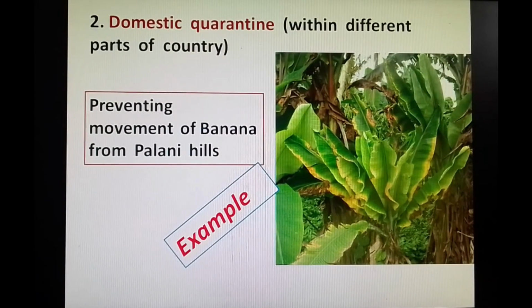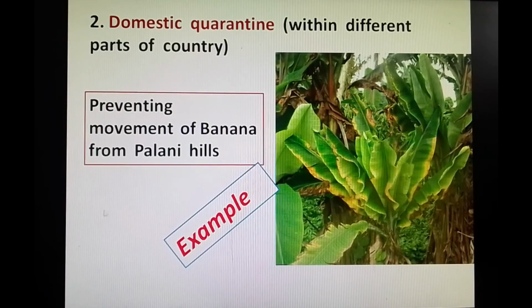Now, another category is domestic quarantine. I mean, this term itself is indicating that when some laws are there, some legislations are there regarding prohibition of bringing the materials within the different parts of the country. For example, we cannot bring the banana plants or the banana saplings from the Palani hills in India.